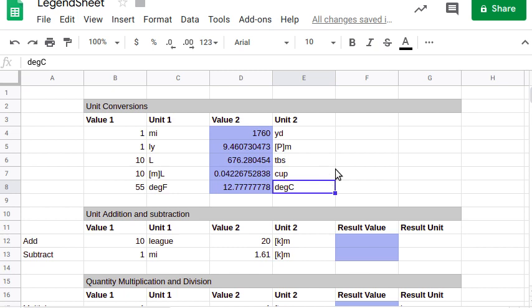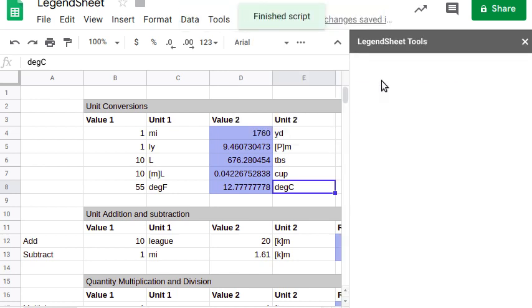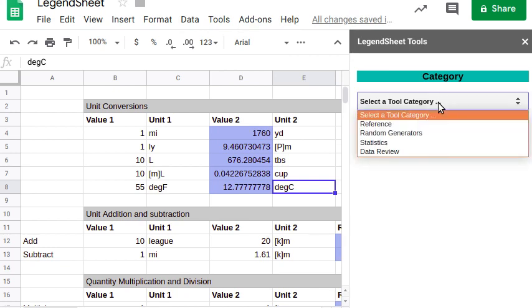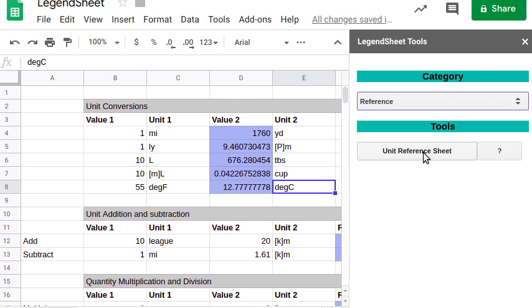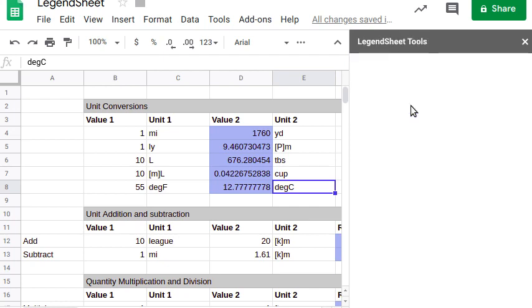And maybe we're curious, what are all the units that we can use, and what are all their equivalents in the regular vanilla Google Sheets. And so let's just go ahead and open up the LegendSheet toolbar here by pressing Start. And what we're going to see is the tool come up, and let's look for reference. And right here we have Unit Reference Sheet. So let's go ahead and generate a unit reference sheet and see what that does.